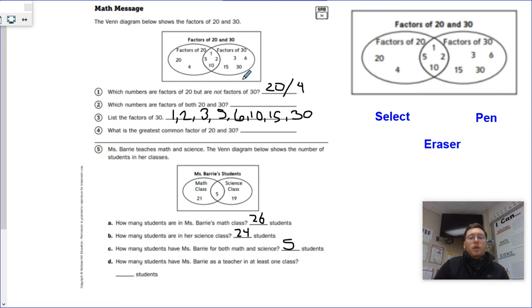Look at these right here, complete this page, and then the next page is very similar to that, Venn diagrams, and then you have a multiplication page.